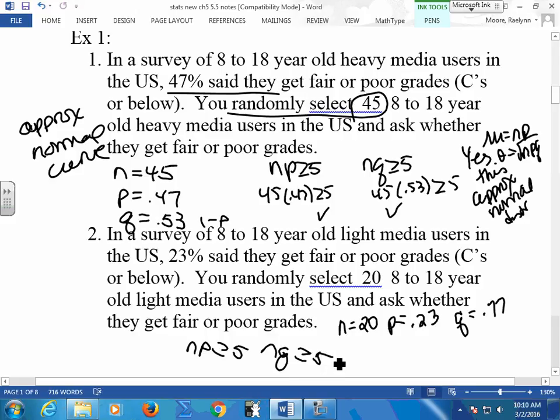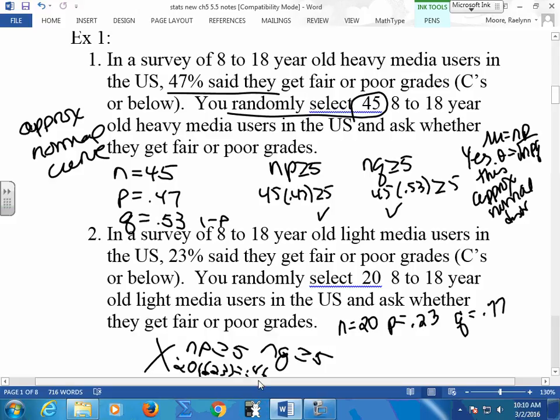Which one fails? The p. Good. 20 times 0.23 will give us 4.6. That's not passing.